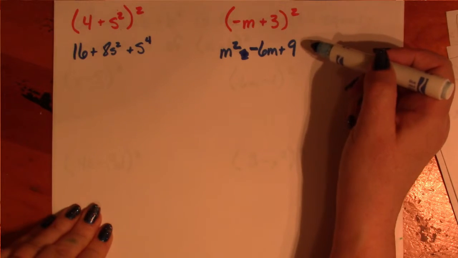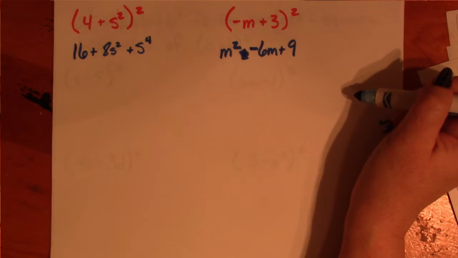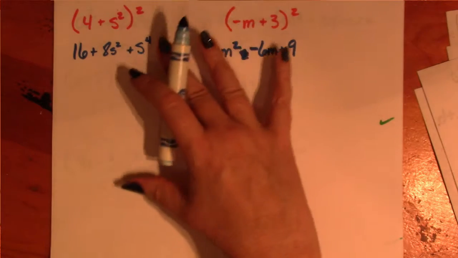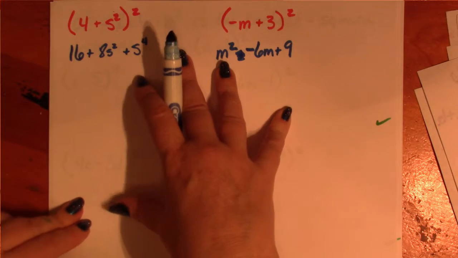Try a couple of these by yourself. You've got checkpoint number 1 on page 522. Pause here, give it a shot. It'll go quickly. Come back when you're done.